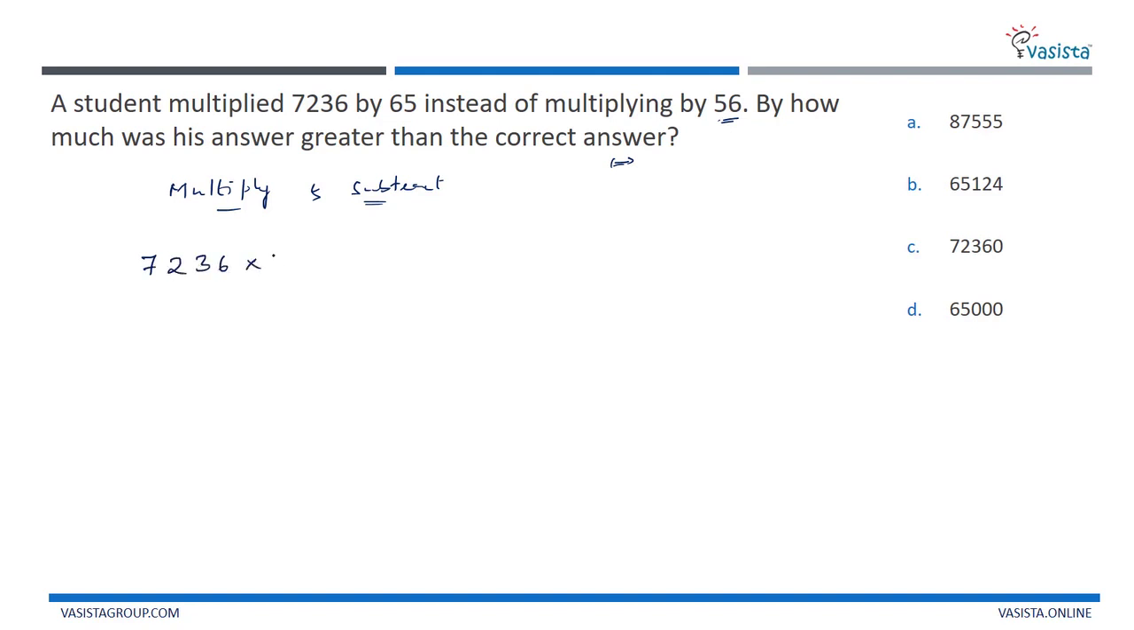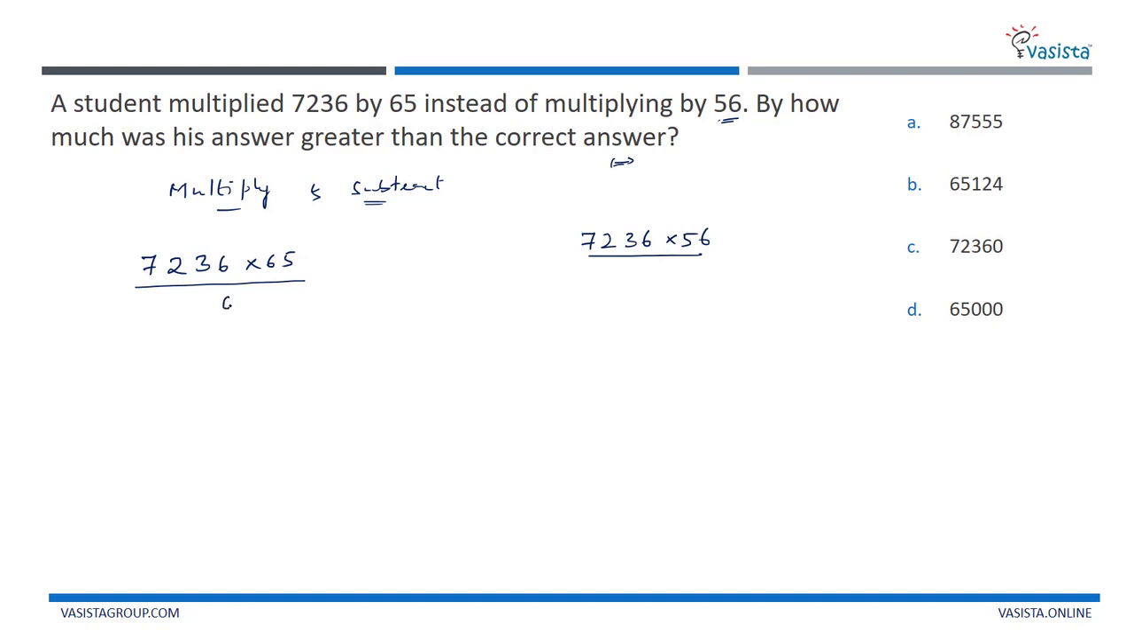7236 into 65. Instead of multiplying by 56, he was supposed to multiply 7236 by 56. Instead of this, he multiplied with 65. So we need to find the difference of the two, and that will be the answer. Let me start working on this. So 7236 into 65. Just multiply it.